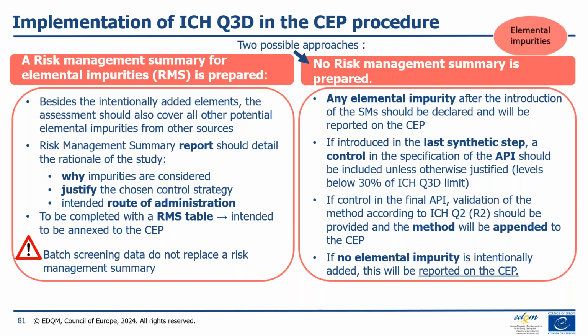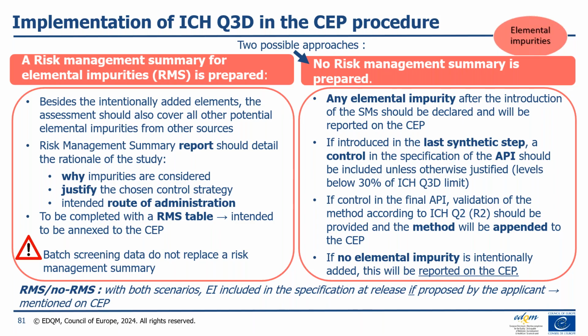If you introduce it in the last step, a control in the specification of the API should be included unless otherwise justified. And if control in the final API is performed, then a validation of the method according to ICH Q2(R2) should be provided, and the method will be appended to the SEP. If no elemental impurity is intentionally added, then this will also be reported on the SEP. In both scenarios, if you want to include in the specification control of one elemental impurity, this can be acceptable, and this will be mentioned on the SEP.